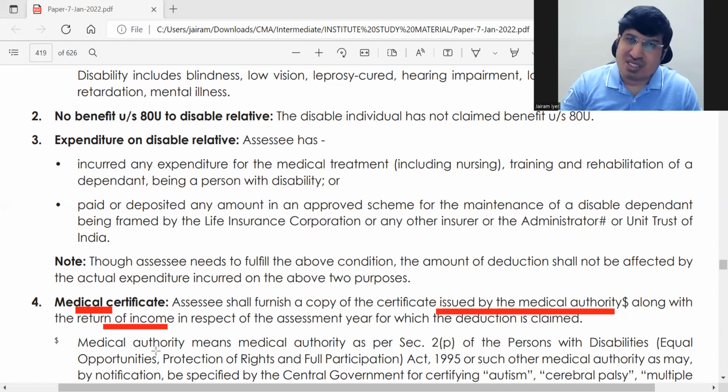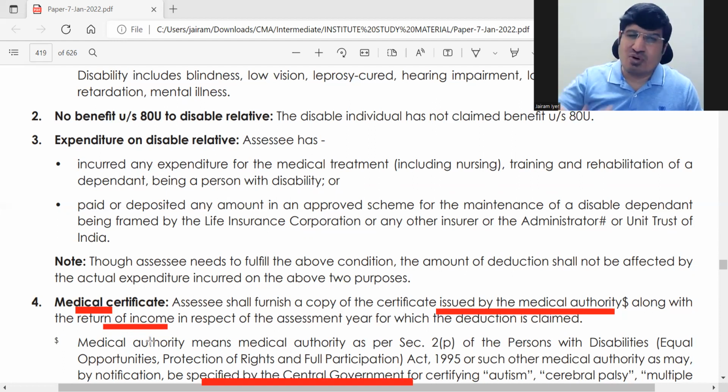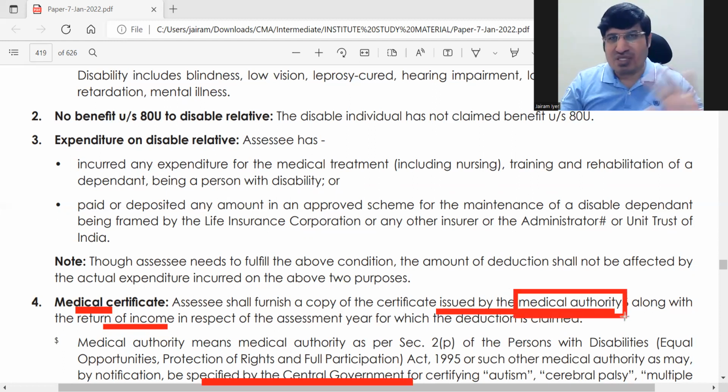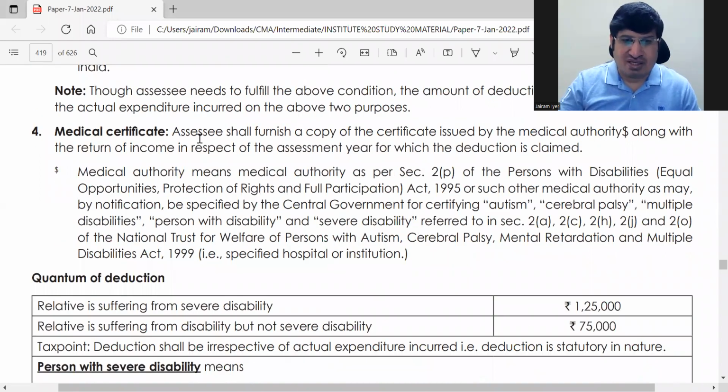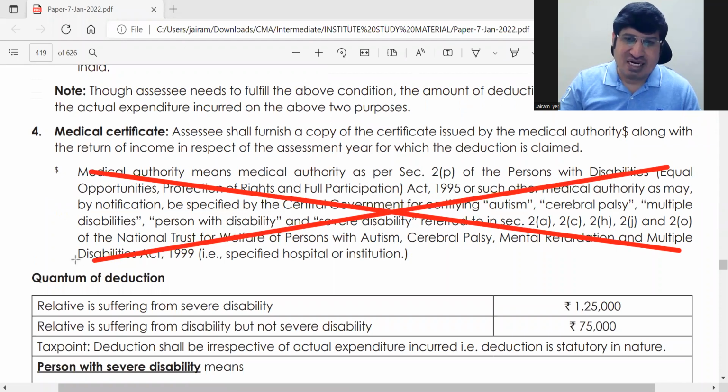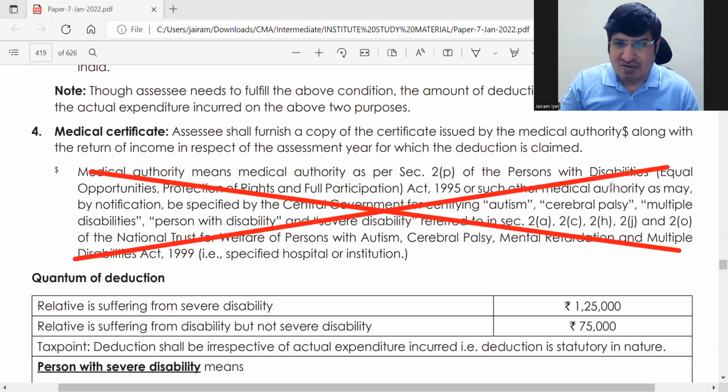Again, the definition of medical authority is given, but you don't need to read all of this. It is medical authorities specified by the central government. But don't go to this level of detailing. Certificate issued by the medical authority, this much is sufficient. You will be able to solve all your problems with this much detailing. The act has defined who is a medical authority. So this thing you don't have to read, just remember that it is a certificate issued by a medical authority.